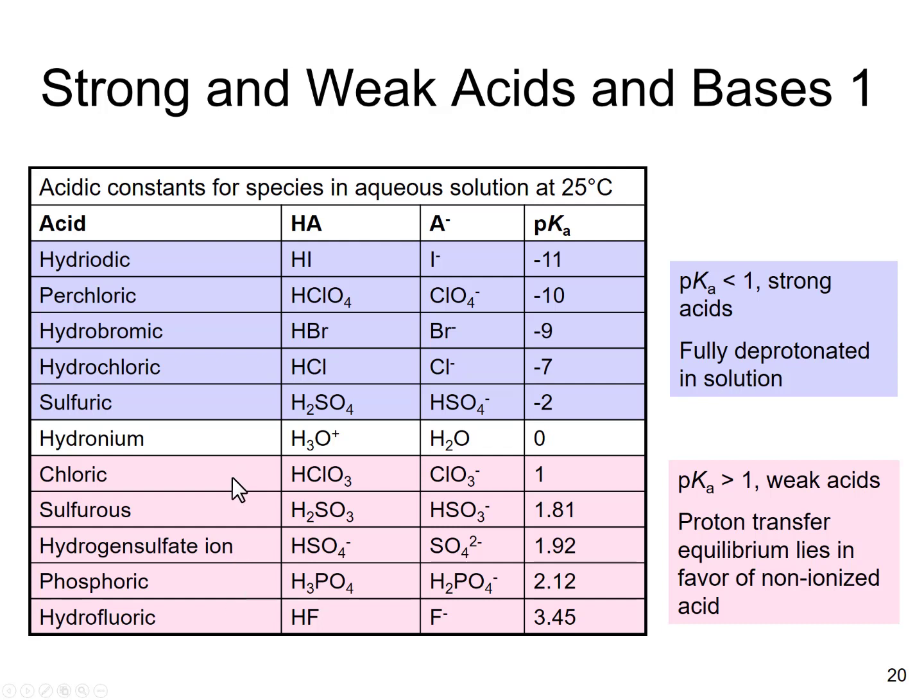Here we have the moderately strong acids, right, or weak acids. They have positive pKa. And so again, a pKa of less than 1 indicates a strong acid, and they are usually fully deprotonated, which means fully dissociated into a proton and the anion in aqueous solution. And if you have a pKa greater than 1, these are weak acids. And so you have an equilibrium state here, where the proton transfer equilibrium lies in favor of a non-ionized acid.